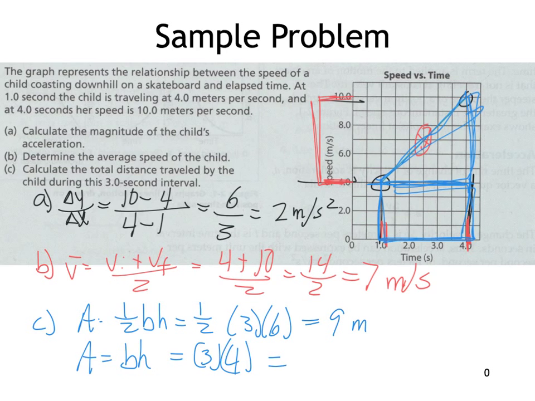And then for the next one, it's just a rectangle, but it's going to be a base of 3 and a height of 4. So that's going to give you a total displacement of 12 meters for that part. And then you sum those together, and I'm getting 21 meters of total displacement during the 3-second interval.